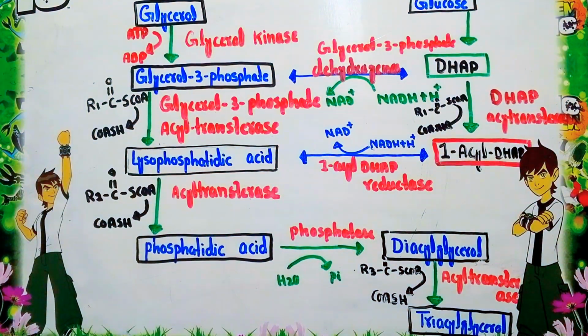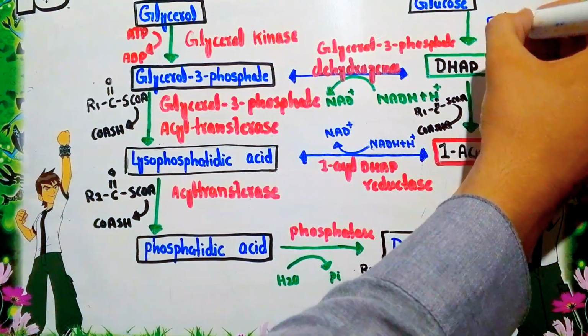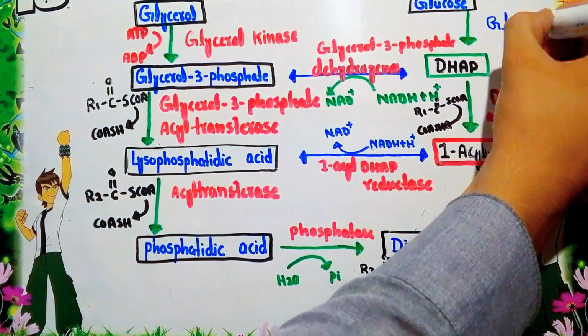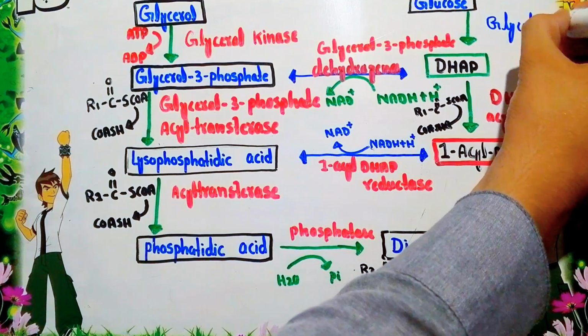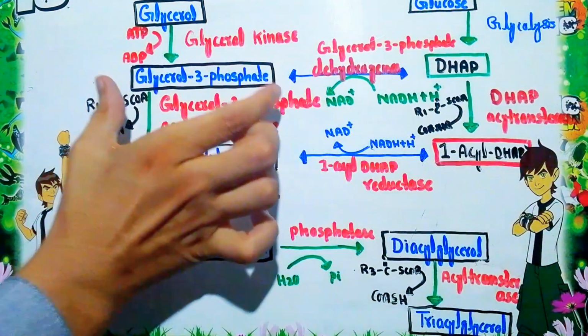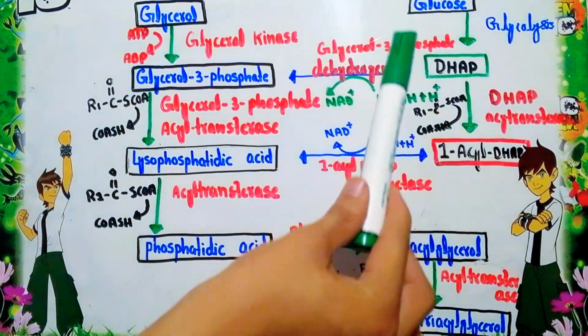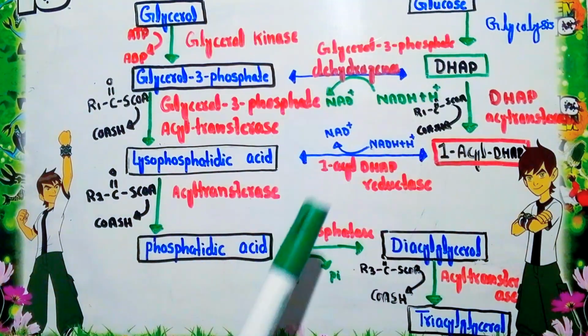Now, one of the intermediates of glycolysis is dihydroxyacetone phosphate. This dihydroxyacetone phosphate can be converted into glycerol 3 phosphate. So this intermediate of glycolysis is formed from the glucose.